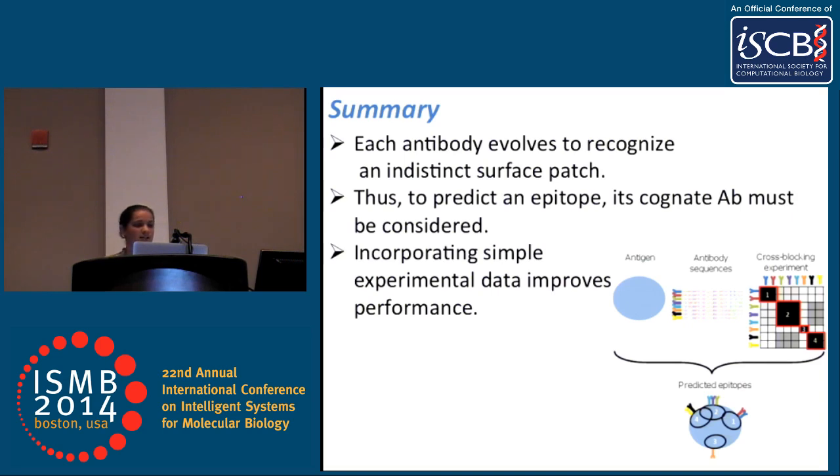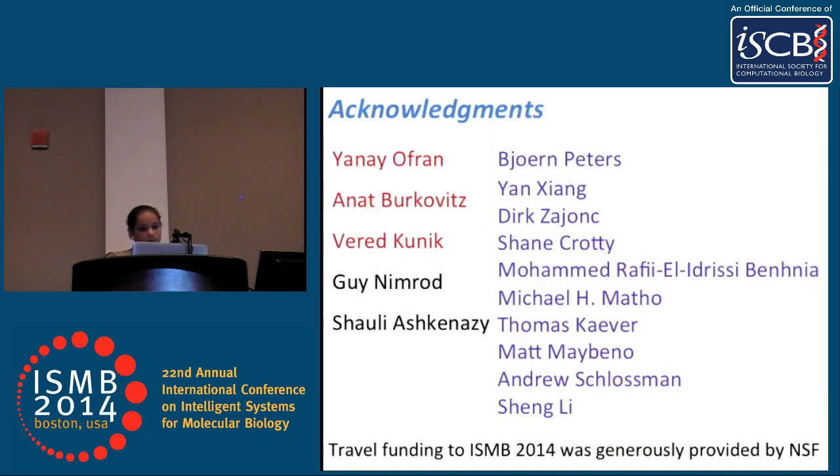Let me just summarize. We have shown that antibodies evolved to bind indistinct patches on the antigen surface, and thus, in order to predict their epitopes, we need to use information found in the antibody sequence, and that using simple assays, we can improve the prediction significantly.